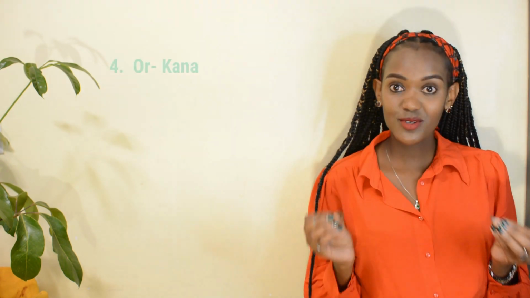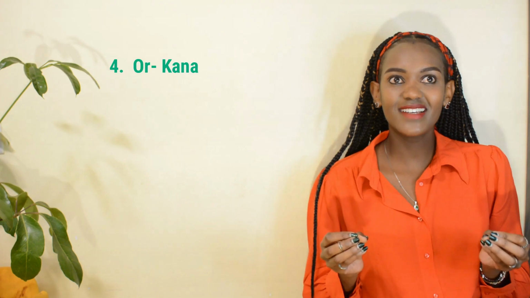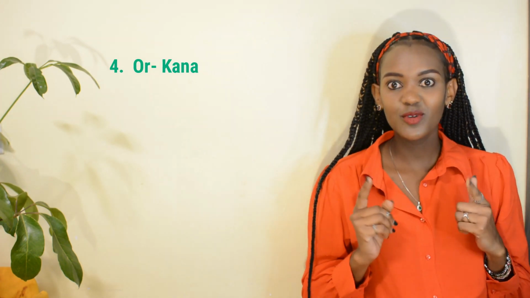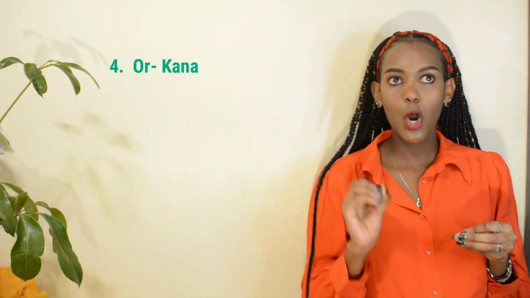The next one we have is or. They say that Kikuyus have a problem with l and r. So I was scared that I would say all instead of or. Okay, we are also going to learn instead. So or is kana.